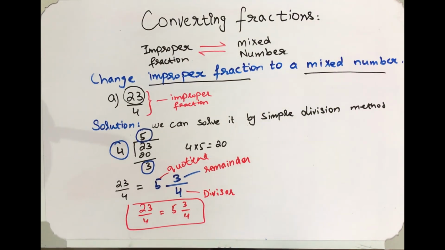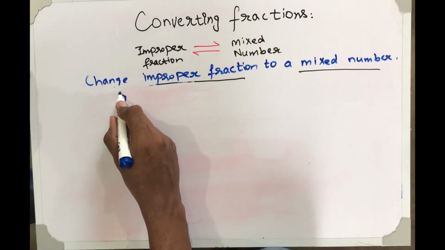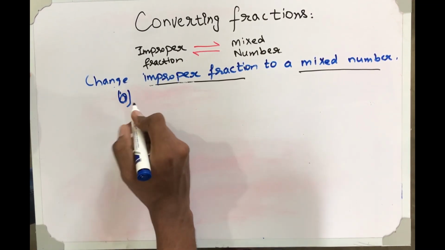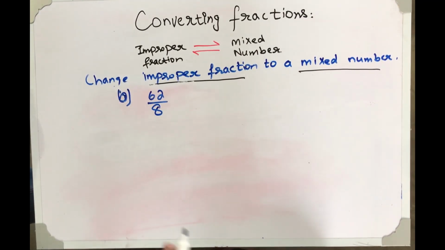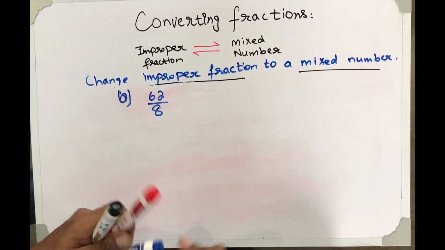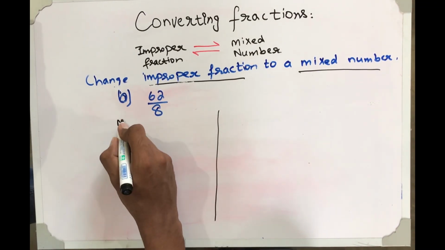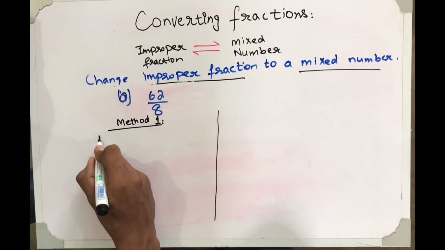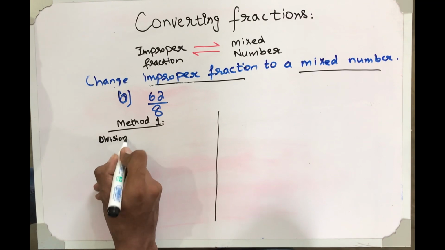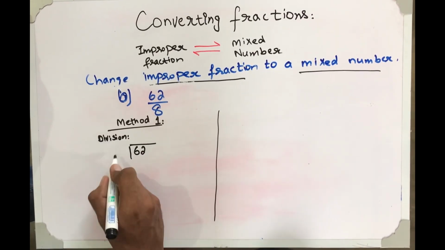So let's see another example. Let's take part B of the question as 62 divided by 8. Now we are going to convert this improper fraction into a mixed number. So let's go with method number 1, that is simple division. Take 62 as the dividend, 8 as the divisor.